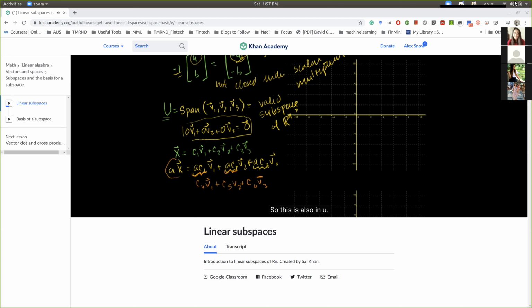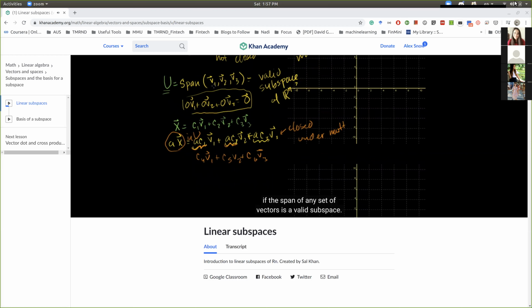Now we just have to show that it's closed under addition, and then we know that the span of any set of vectors is a valid subspace. I did 3 here, but you can extend it to an arbitrary n number of vectors. So let me prove that. We already defined one x here. Let me define another vector that's in U, or that's in the span of these vectors, and it equals, I don't know, let's say d1 times v1 plus d2 times v2 plus d3 times v3.